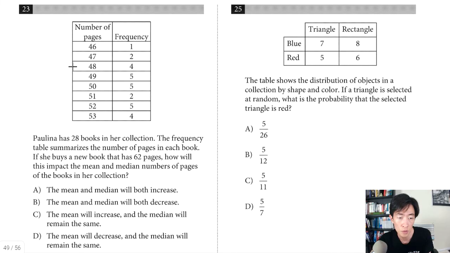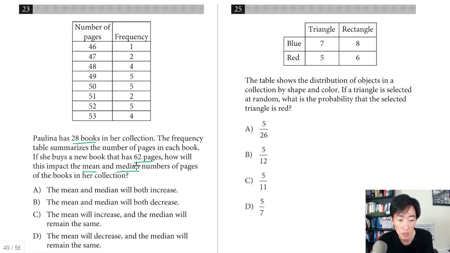Question 23, we've got a frequency table. It says Paulina has 28 books in her collection. The frequency table summarizes the number of pages in each book. If she buys a new book that has 62 pages, how will this impact the mean and median numbers of pages of the books in her collection?